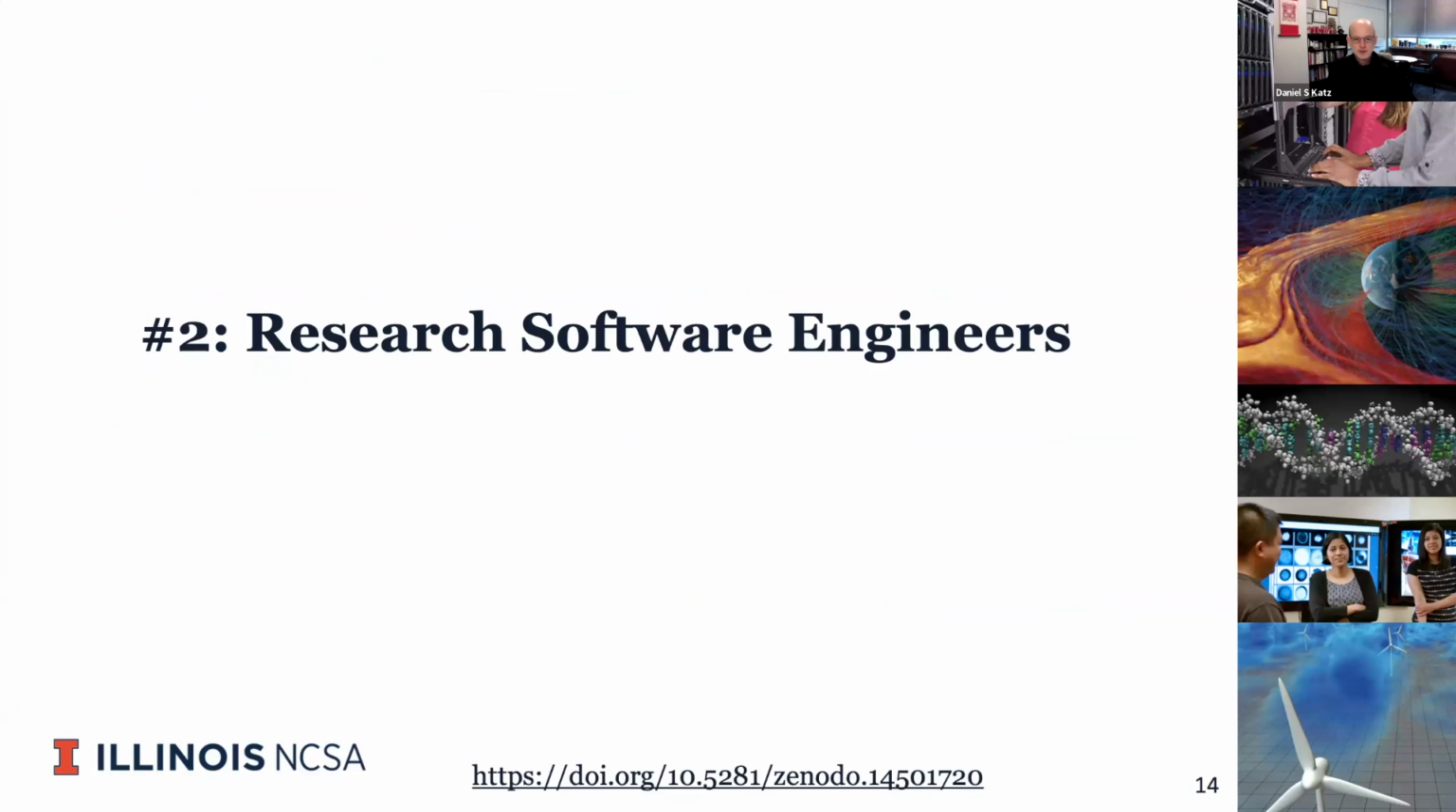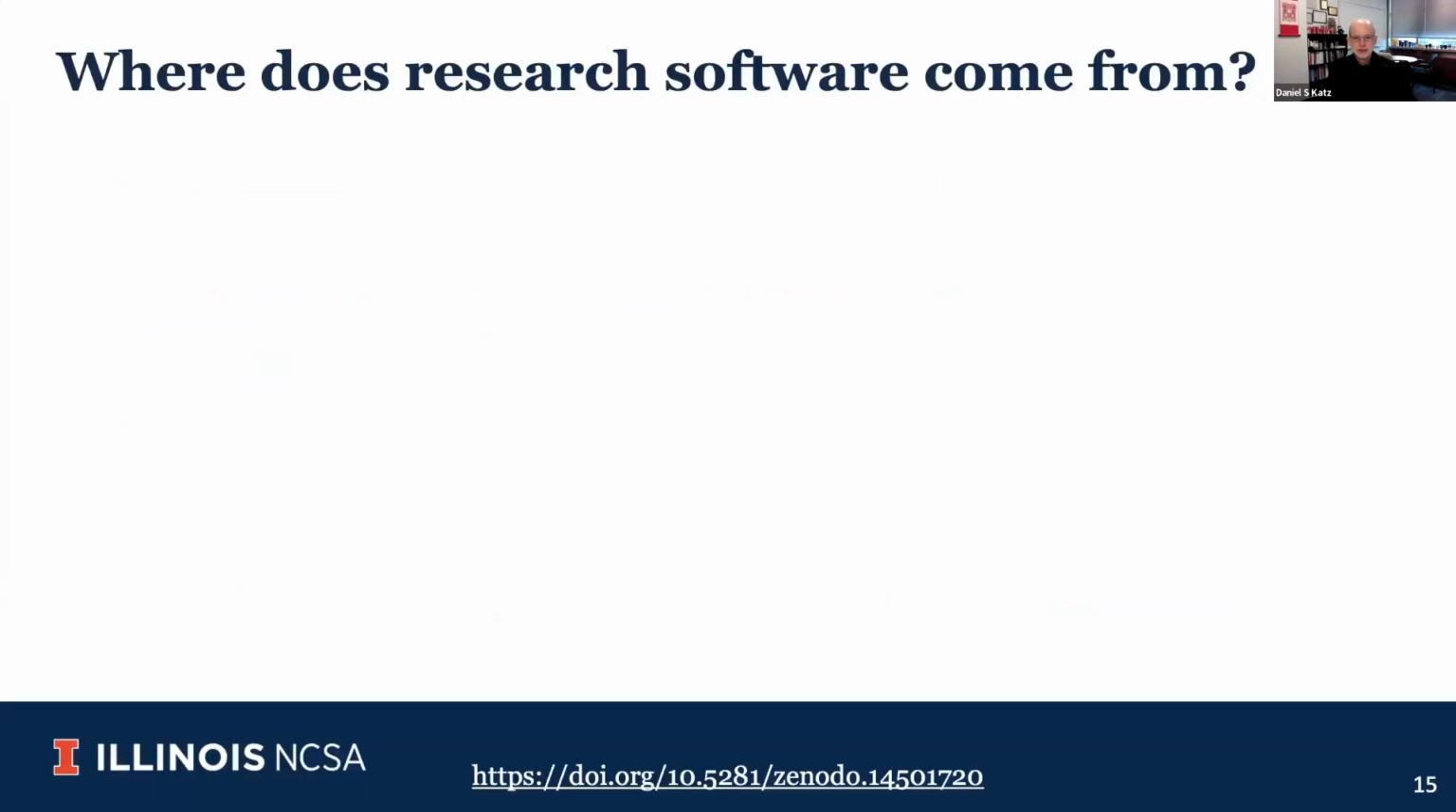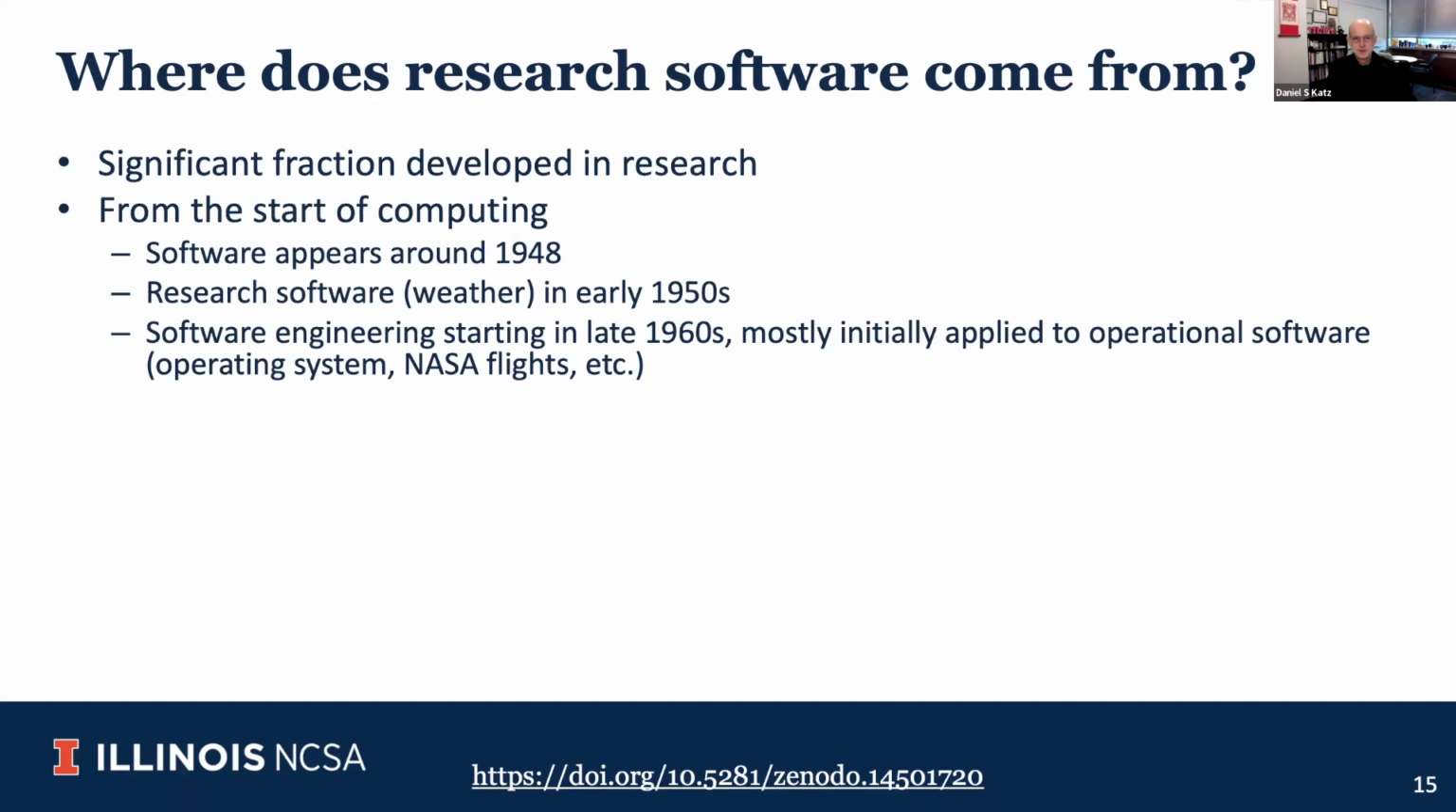Second of three topics then is research software engineers. And so again, I talked a little bit about where research software comes from. A significant fraction is discovered and developed in research. This has happened from the beginning of computing. It seems like software as an idea appeared around 1948, and research software, particularly in weather, started just a couple of years later. Software engineering started in the late 1960s, and it was mostly applied to operational software at that point.